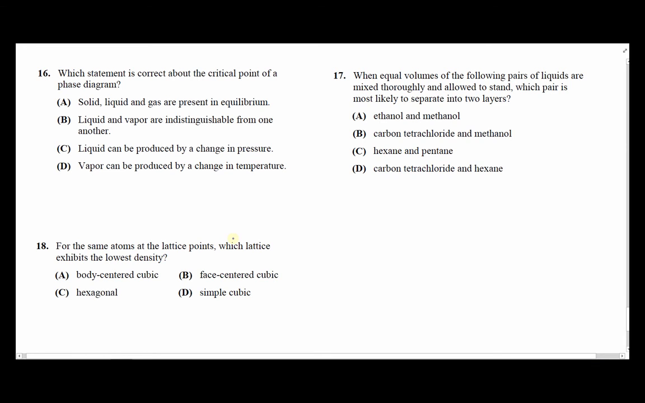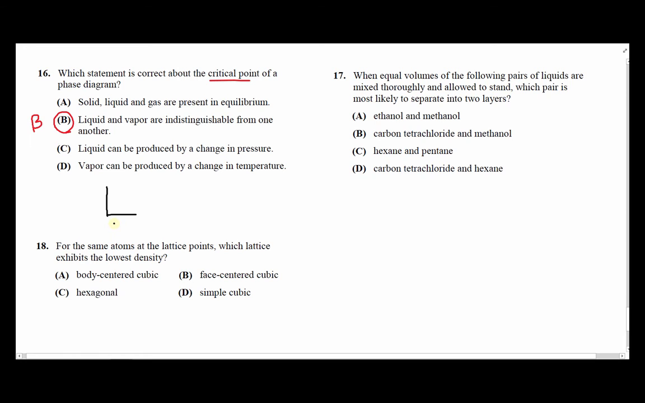Number 16. Which statement is correct about the critical point of a phase diagram? If you know the definition of a critical point, you should know the answer is B. Liquid and vapor are indistinguishable from one another. Let me draw the phase diagram.